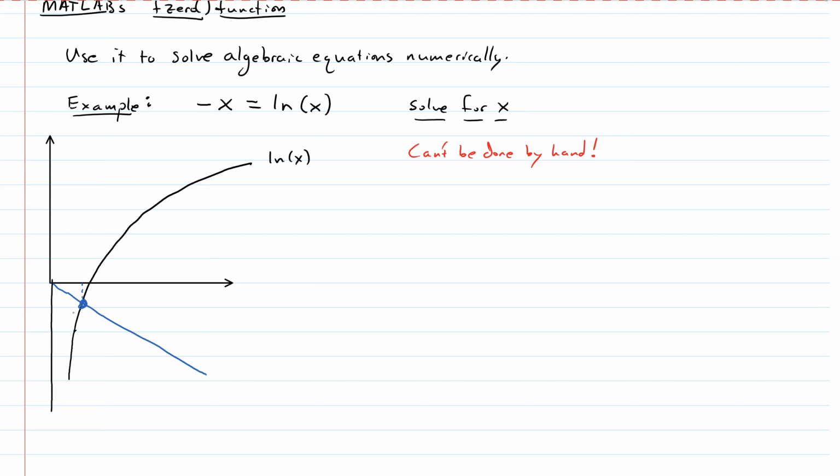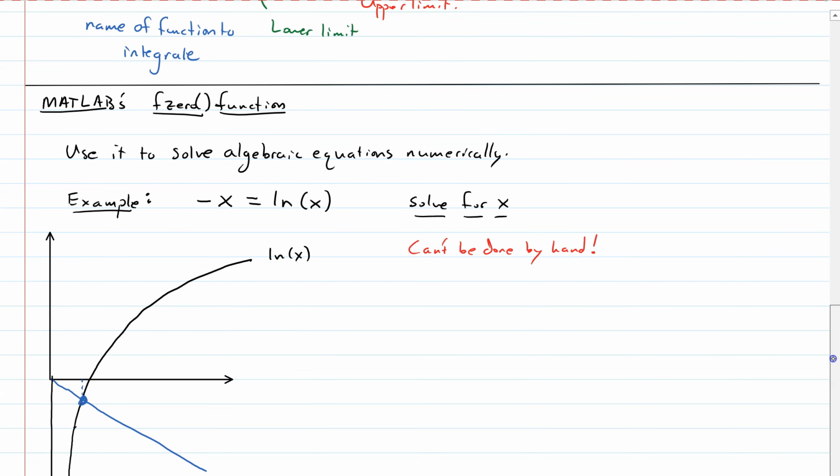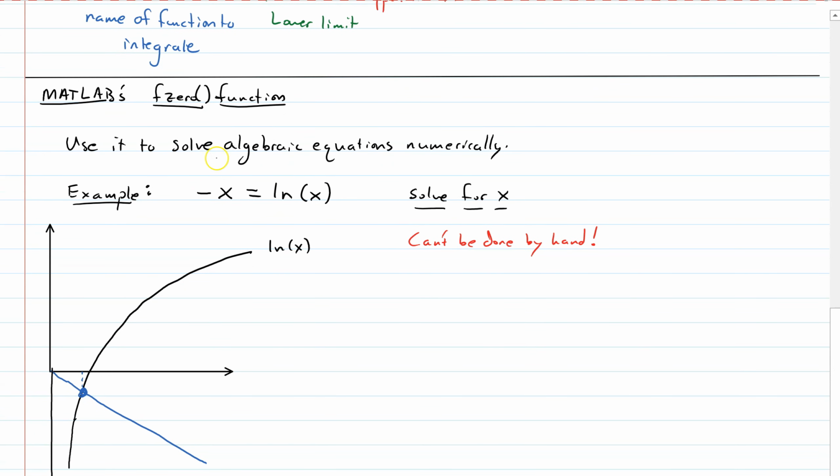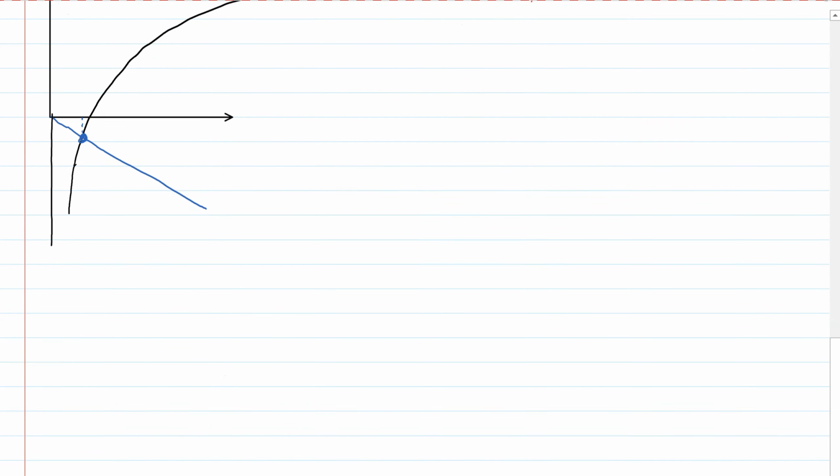But luckily, there's a better way. I don't have to zoom in and make graphs. I can just use MATLAB to do it. And that's what this fzero function is for. So fzero is going to find the solution to an equation which you can't solve by hand, or one you can solve by hand if you want to check your work, okay? And here's how it works.